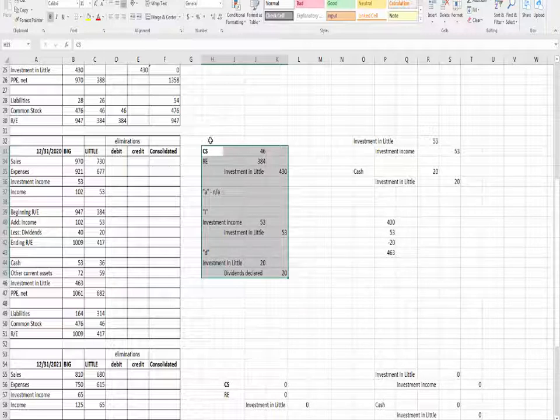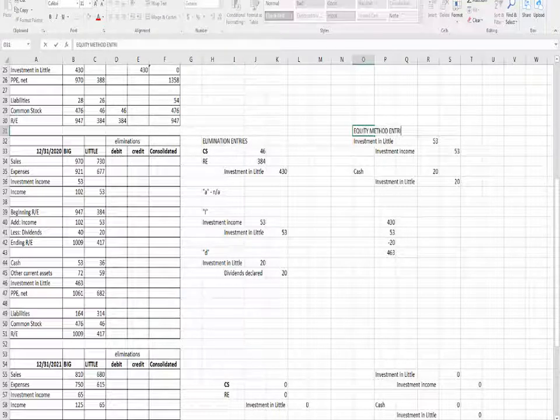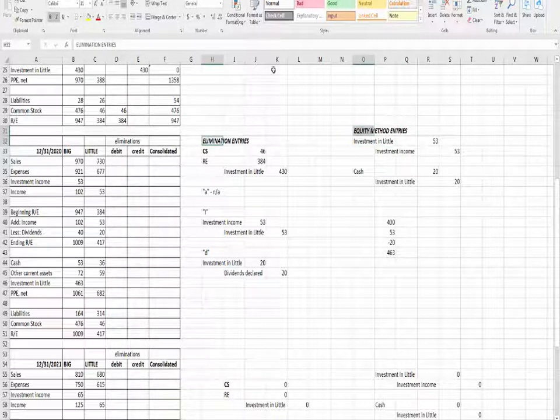Now, something that's really, really important, it's going to get more important as we go. It's important now and it will continue to be important. You need to be sure that you clearly distinguish between your elimination entries and your equity method entries. Equity method entries are actually recorded on the parent's books. Elimination entries are worksheet entries, not actually recorded in the parent's actual journal. So it's really important, especially when you're submitting work, that you make a clear distinction between those 2 groups of entries so I know that you know what you're talking about.